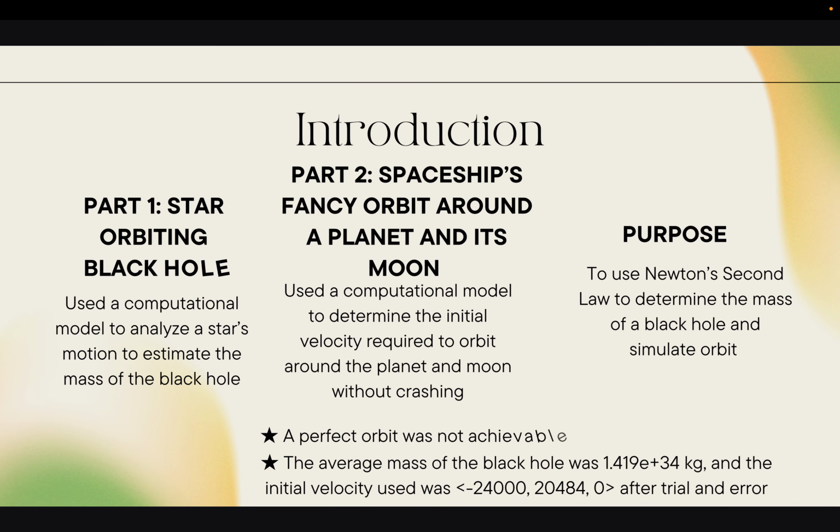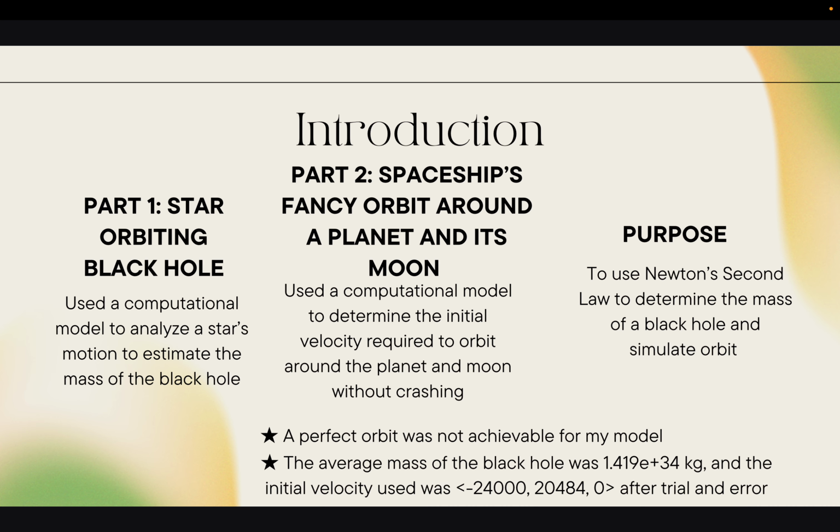To start, part 1 of our lab was about a star orbiting a black hole. We used a computational model to analyze a star's motion to estimate the mass of the black hole. For part 2, it was the spaceship's fancy orbit around a planet and its moon. Again, we used a computational model to determine the initial velocity required to orbit around the planet and the moon without crashing.